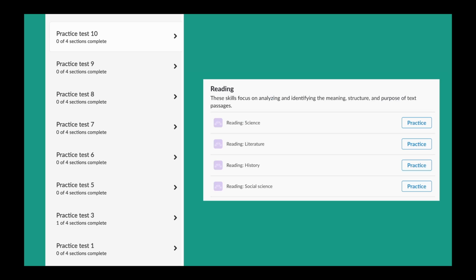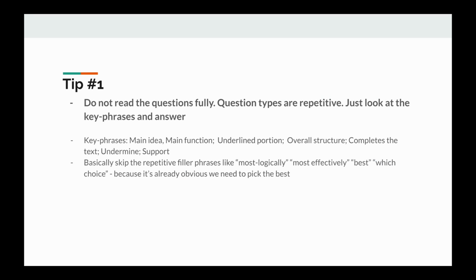What I did was I finished these eight tests on Khan Academy and I practiced using this reading section on Khan Academy. So, you can also do that if you want. My tip number one: do not read the questions fully. And I know I say this a lot, but this is very important for saving time.